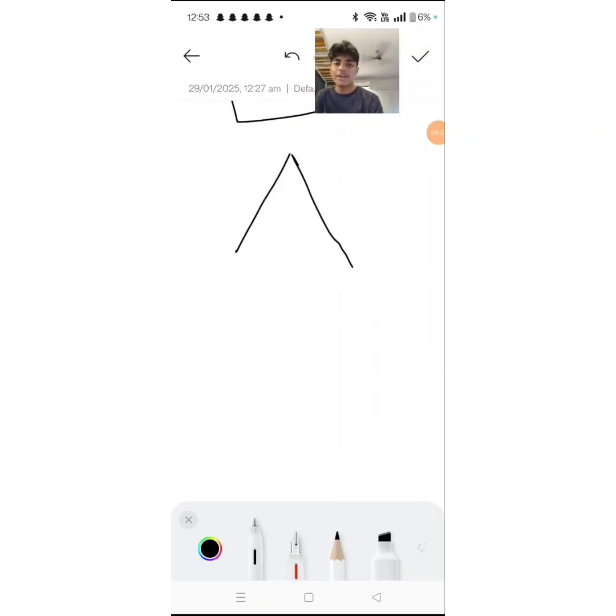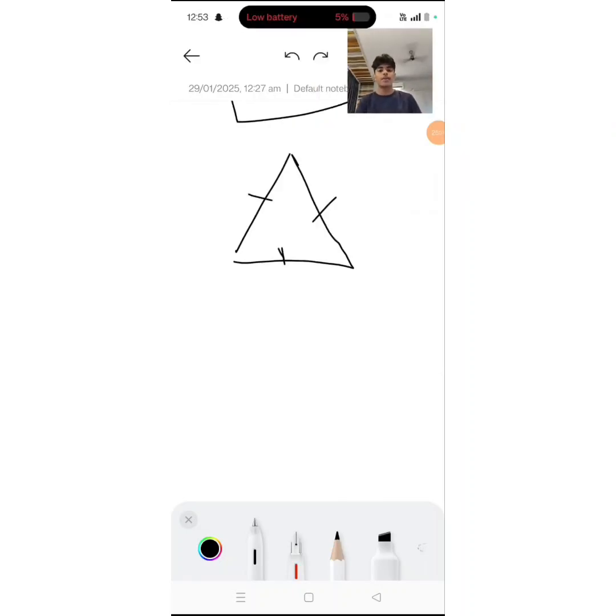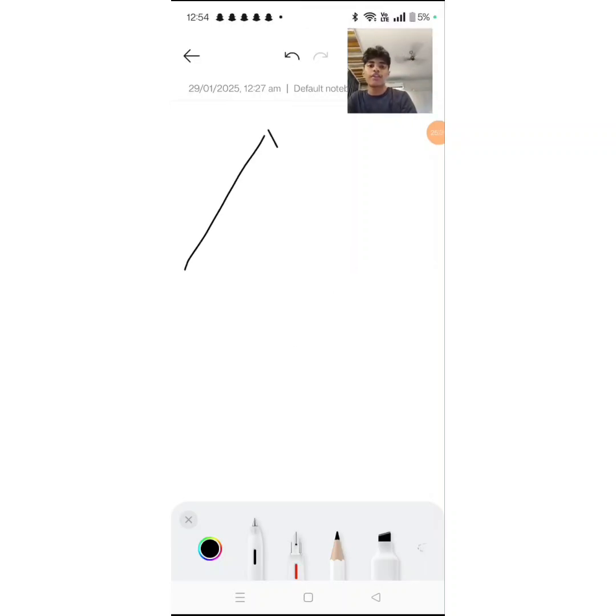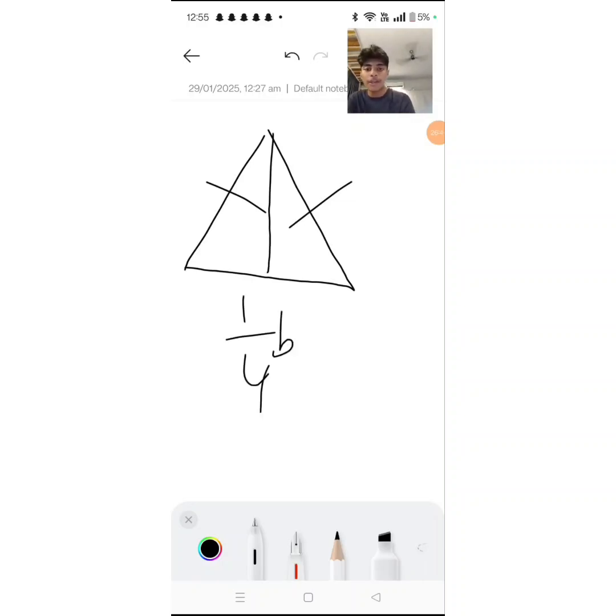In an equilateral triangle, what we need to remember is that all sides are equal, and it has a very special formula. So root 3 by 4 a square would be the area of the equilateral triangle. Now this is an isosceles triangle. In an isosceles triangle, this side is always equal to this side, right? And then there's a base. So how do you find the area? It's just 1 by 4 b into root of 4a square minus b square. This is the formula to calculate the area of an isosceles triangle.